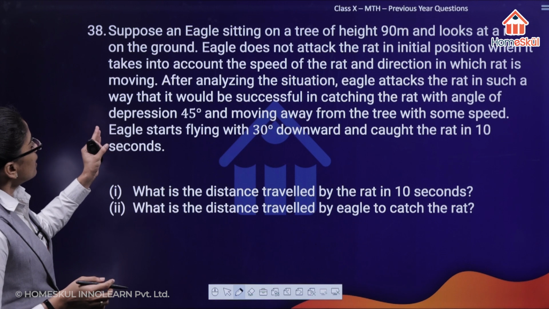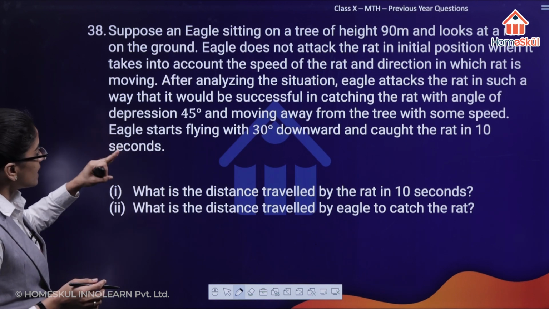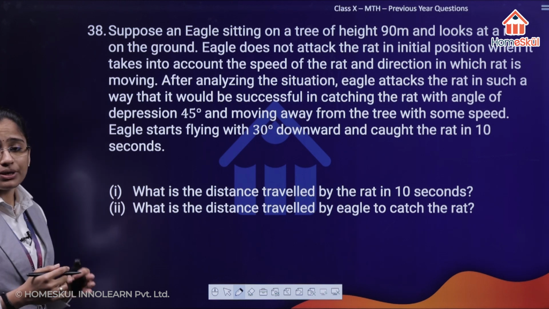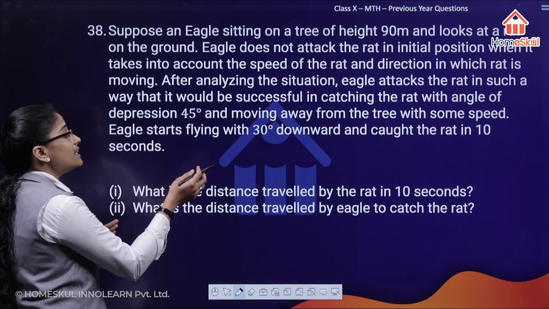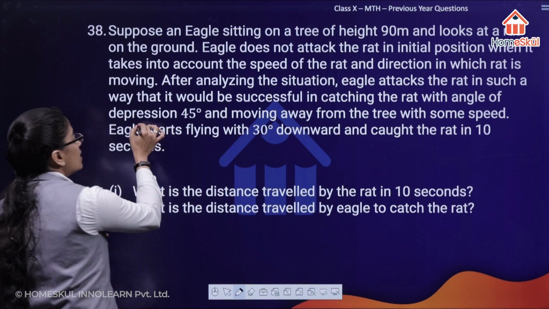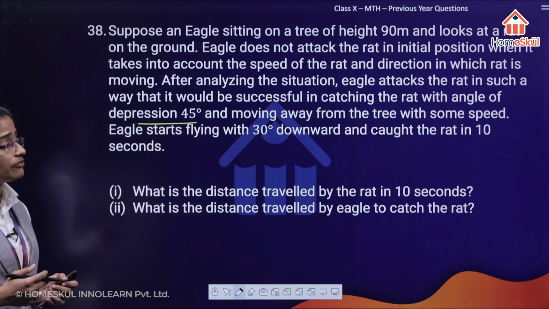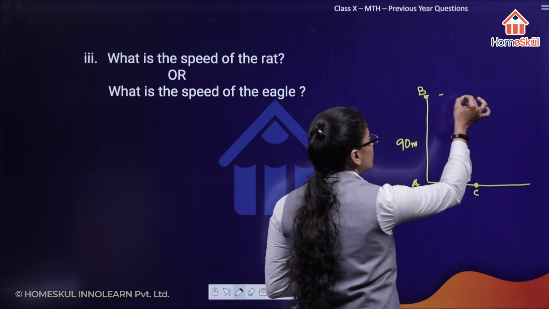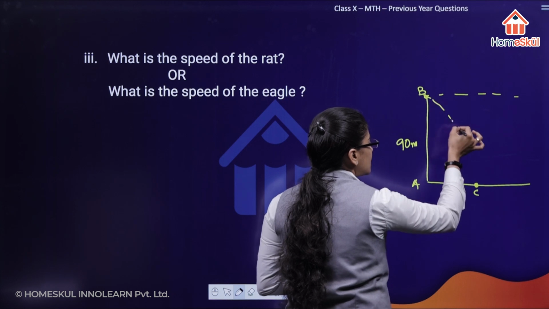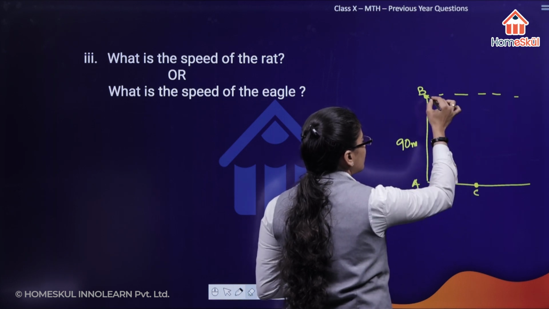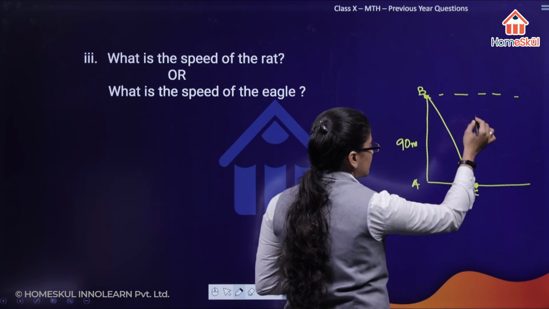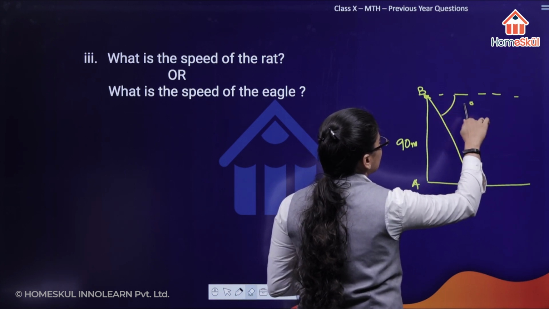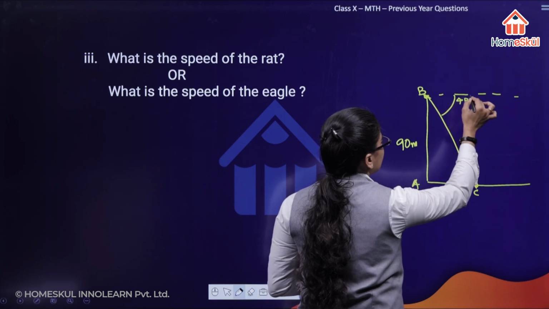Now, after analyzing the situation, eagle attacks the rat in such a way that it would be successful in catching the rat with an angle of depression 45 degrees. That means the eagle is analyzing the situation at an angle of depression 45 degree. So here eagle is at point B. Now the eagle is analyzing the rat with an angle of depression 45 degree.